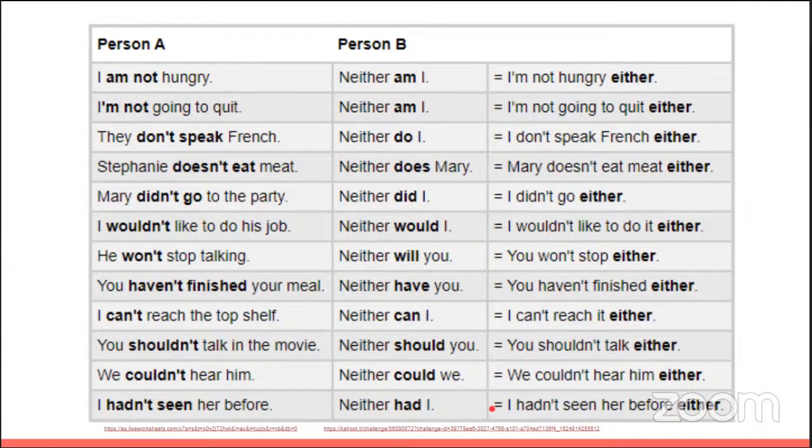Correct. So this is the use. You can agree with negative statements using either or neither: neither, followed by the auxiliary and the subject, or just repeat the same phrase and add either at the end.